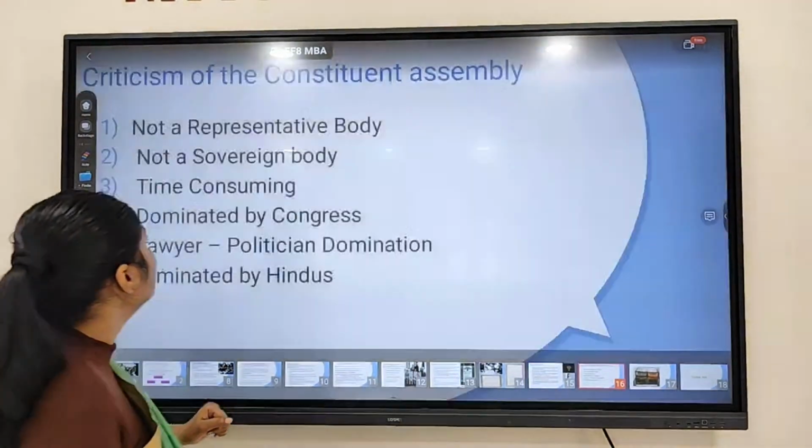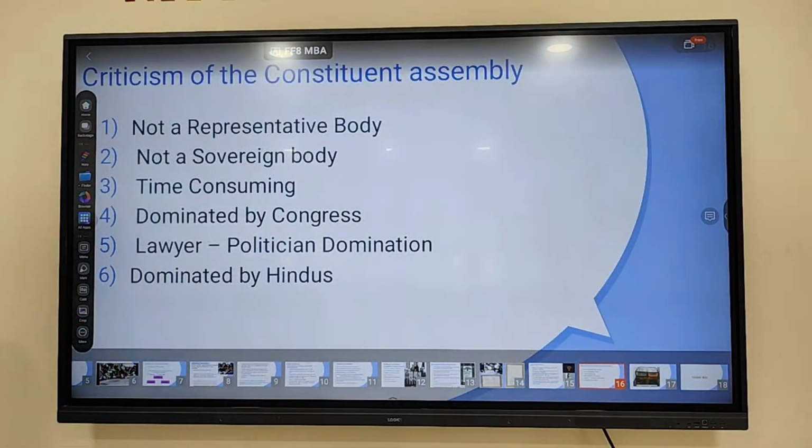Finally, let us see the criticism of the Constituent Assembly. What are the criticisms of the Constituent Assembly? First one, not a representative body. What is meant by that? The Constituent Assembly was criticized, and even now some people criticize it for these reasons.